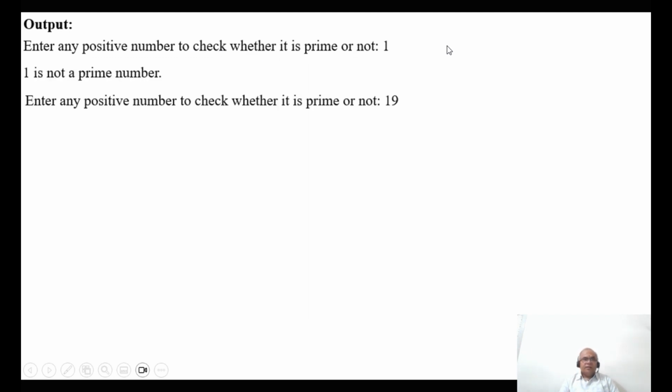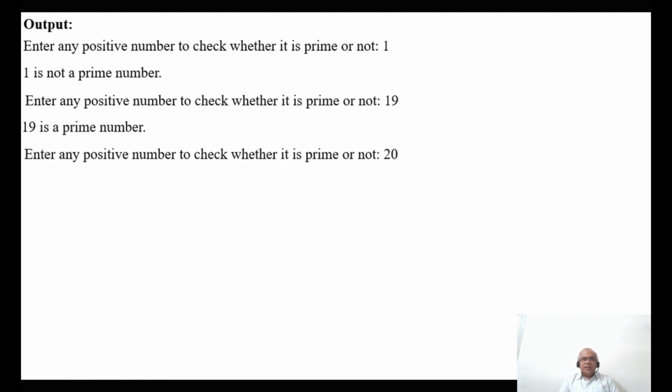Sure. Then, enter any positive number to check whether it is prime or not. 19. 19 is a prime number because 19 is divisible by itself and 1. Then 20. 20 is not a prime number because 20 divided by 2, the remainder becomes 0 there. So that is why it will not be a prime number. So 20 is divisible by what? It is divisible by 2, it is divisible by 4, then it is divisible by 5.